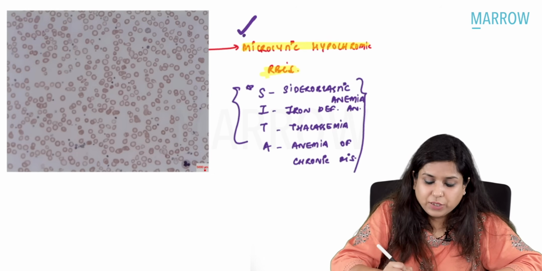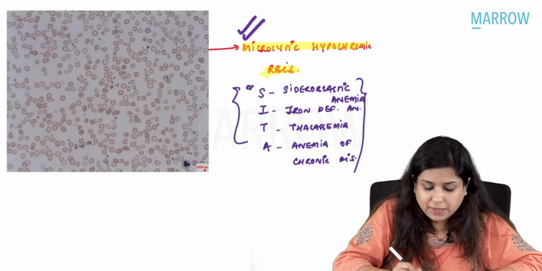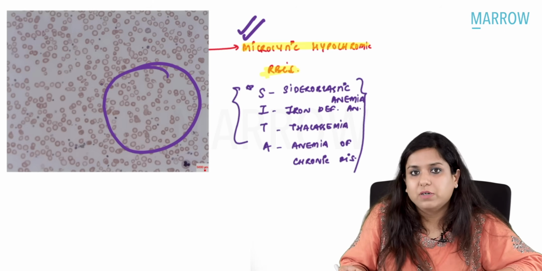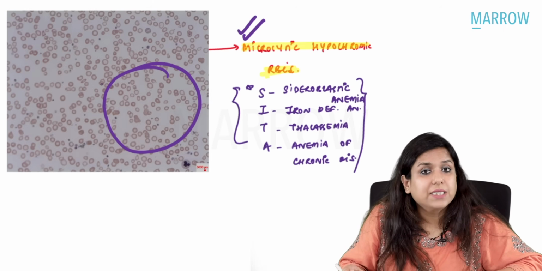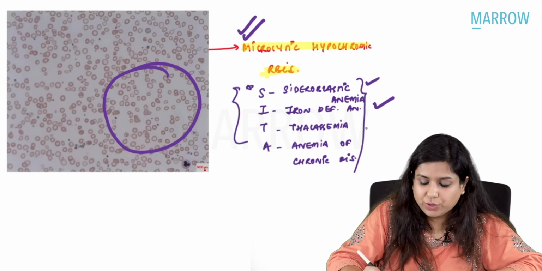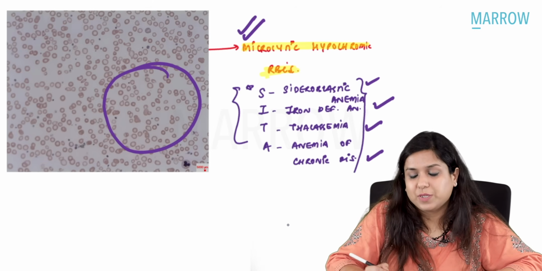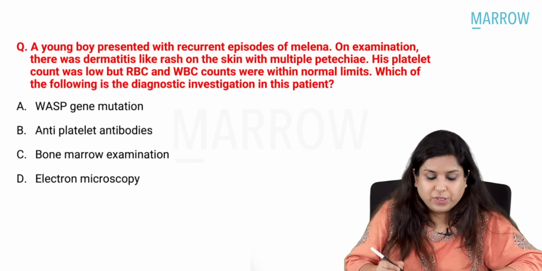This is the DDs of microcytic hypochromic cells. This is how the image looks like. Smaller cell with more than one-third pallor, and the DD is CETA: sideroblastic, iron deficiency, thal and anemia of chronic disease. We have done them multiple times, right? Then we move to the next question, students.